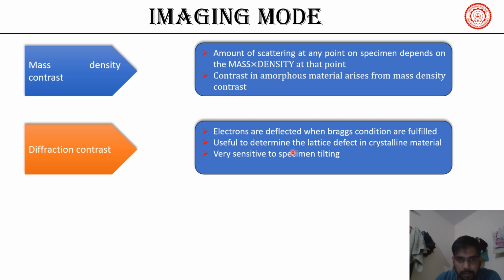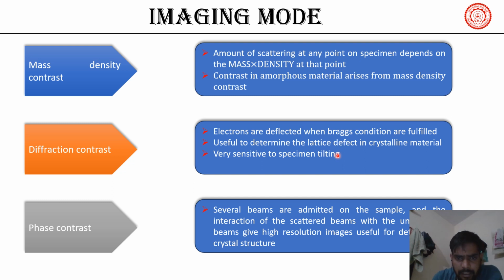It is very sensitive to specimen tilting because we get a diffraction pattern when we have a set of imaginary planes called Miller indices. So if we tilt, then these planes also get tilted in the specimen and we disturb our diffraction pattern. In a further section we also have a picture related to specimen tilting and the impact of tilting on the image.